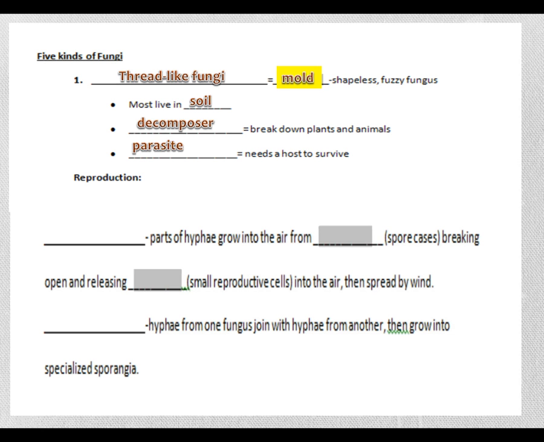It reproduces 2 types of ways. It's asexual. And what happens in the asexual reproduction is parts of its hyphae. Remember we talked about the hyphae being inside the cell wall. They grow into the air and they form these things called sporangia. And sporangia is just a case that holds, what do you think it holds? Spores. And they get into the air and then the sporangia break apart and what do you think they release? Spores into the air. And then those are traveled by the wind and that's how it reproduces.